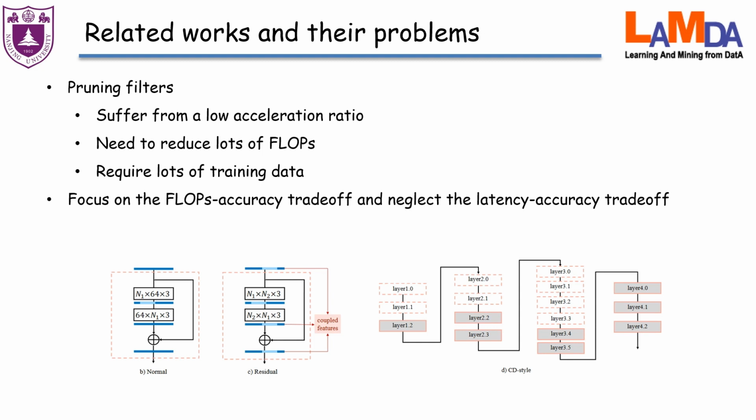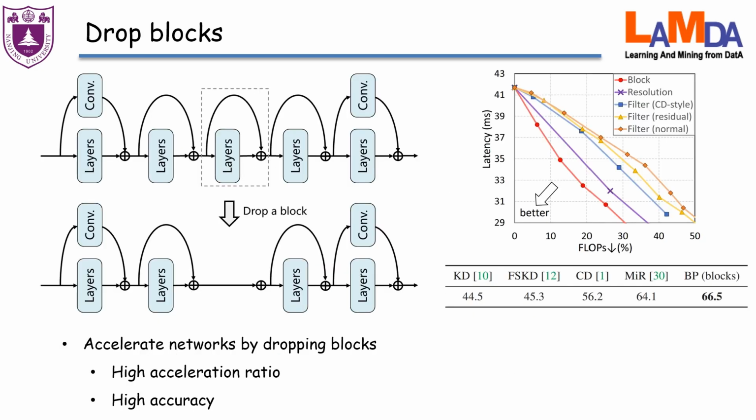Another problem is that previous works focus on the FLOPs-accuracy trade-off, which is a misleading metric for few-shot compression. In practice, we care more about the model's real runtime on devices. Hence, we argue that the latency-accuracy trade-off is a better performance metric for few-shot compression. In this paper, we reveal that block-level pruning is fundamentally superior in the few-shot compression scenario.